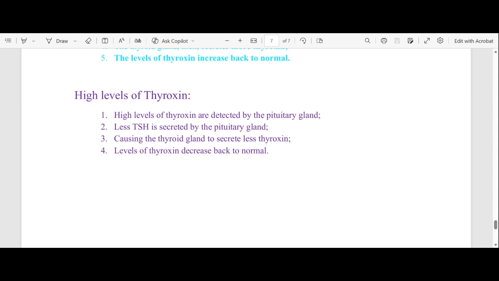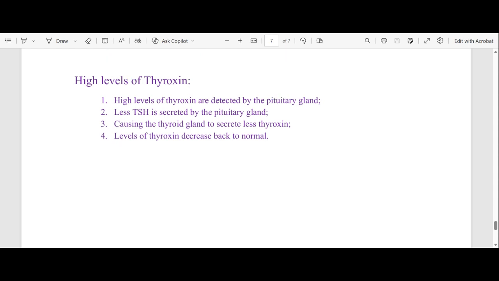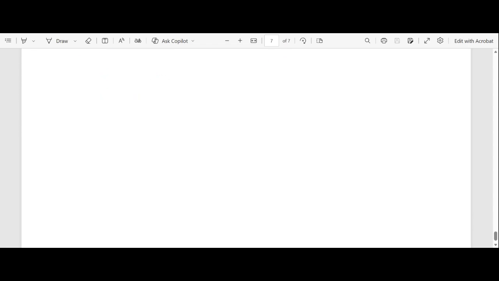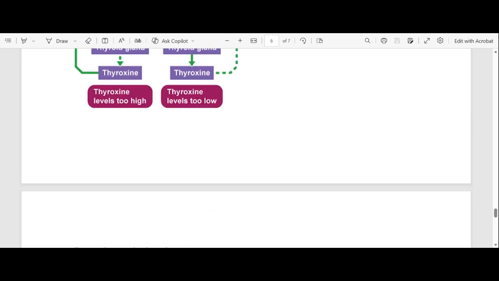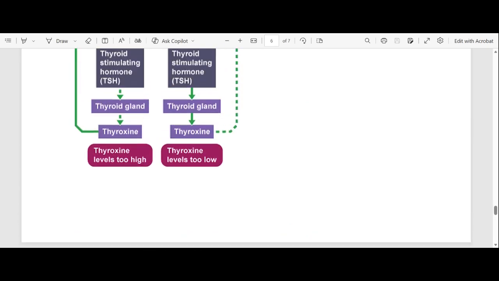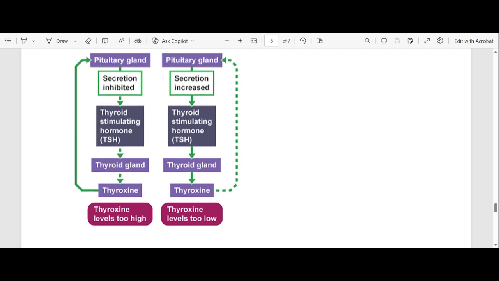Okay, I think this is the last process with regards to feedback mechanisms. Then in the next video, we'll be focusing on disorders related to hormones, and eventually thermoregulation.